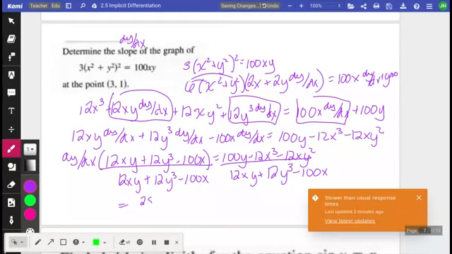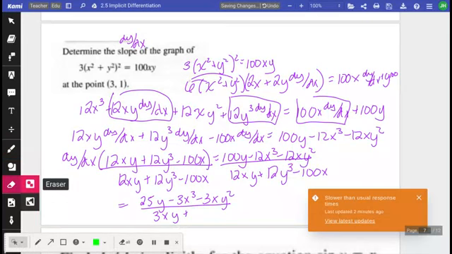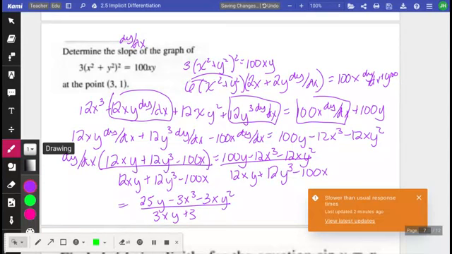So that I have 25y minus 3x cubed minus 3xy squared all over 3xy plus... oops, sorry. Need to erase that. Make that a 3y cubed minus 25x. So we've simplified that.